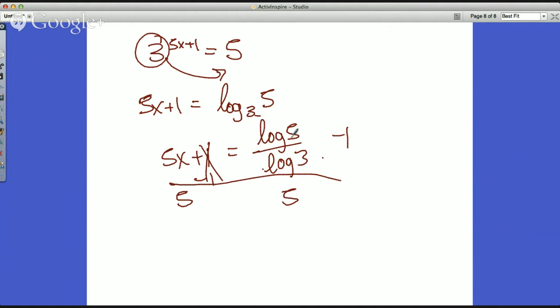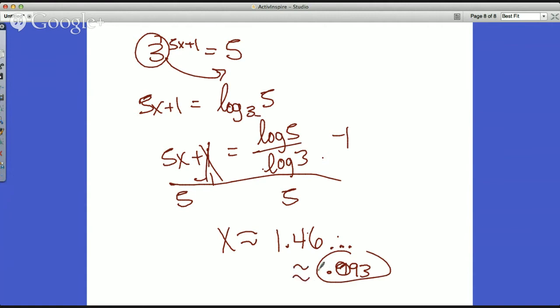And we would get x equals, does anyone have it? 1.46. What's the third decimal? Let's go to 3 decimals. You have to subtract 1. Oh, okay, you haven't done that yet, my bad. 0.093? Excellent. So 0.093 is the approximate value of what x would become.